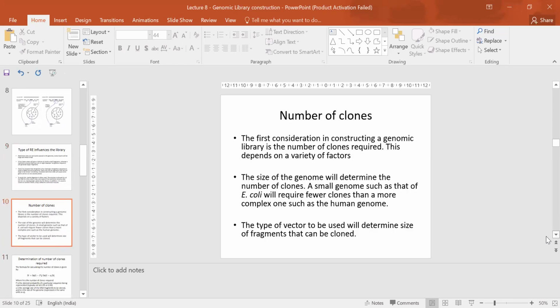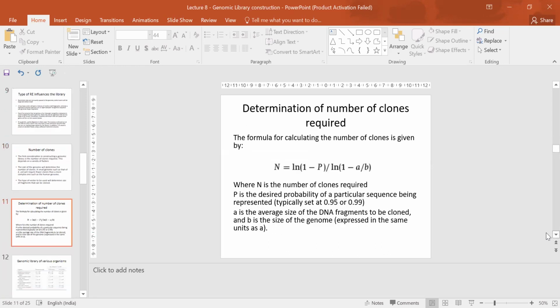So the first consideration in constructing the genomic library is the number of clones required. So there is an important formula by which we can find out the number of clones. The size of the genome will determine the number of clones. A small genome such as that of E. coli will require fewer clones than a more complex organism such as the human genome. Obviously, in Bengali: the smaller the size, the lower the complexity, and the larger the size, the higher the complexity. The type of the vector to be used will determine the size of the fragments.